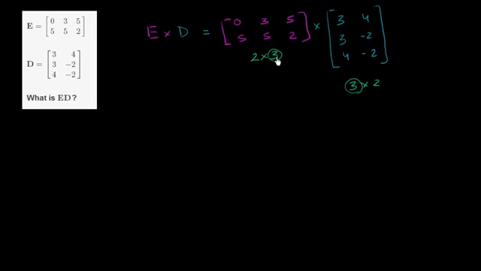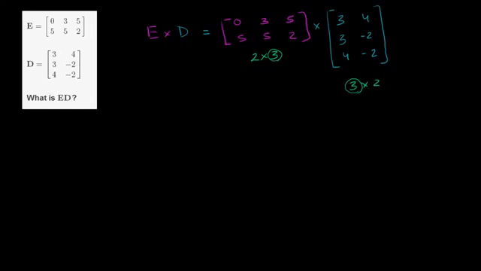If the number of columns here were not equal to the number of rows here, then this would not be a valid operation, at least the way that we have defined matrix multiplication. The other thing you always have to remember is that E times D is not always the same thing as D times E. Order matters when you're multiplying matrices. It doesn't matter if you're multiplying regular numbers, but it matters for matrices. But let's actually work this out.